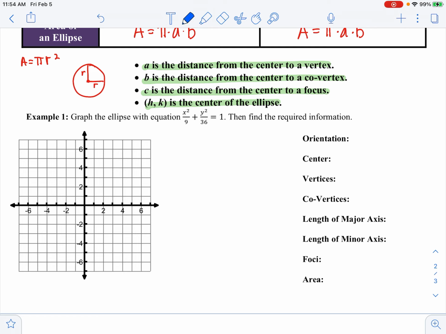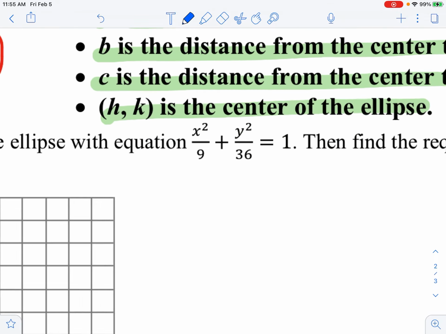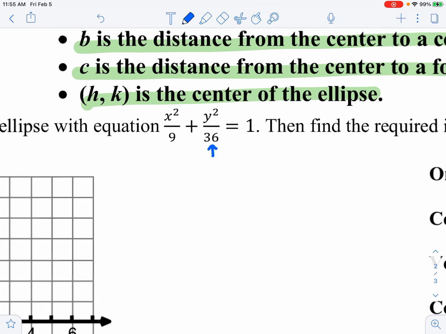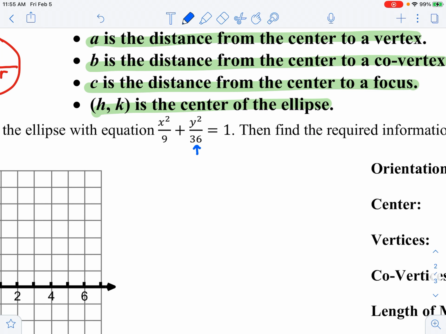All right, so let's get graphing. The first thing that I'm going to ask you for when we're doing these together is our orientation, meaning is it vertical or horizontal? You can tell by looking at the equation. If you look at the denominators, you can see this denominator is bigger, the second one, or in alphabetical order, H comma V, vertical. So this is a vertical ellipse.